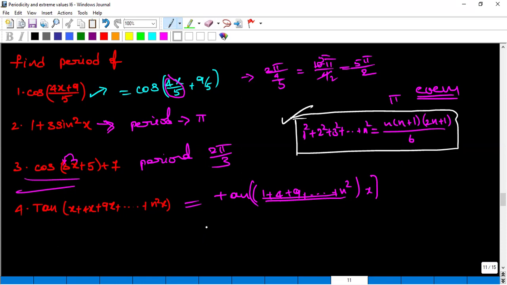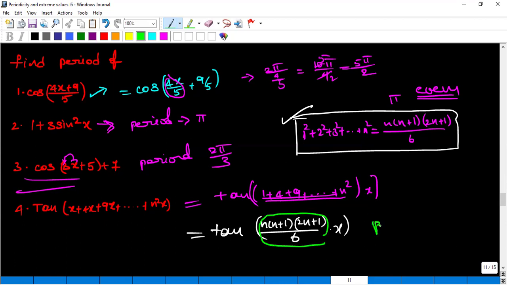Okay. So we can write here tan of n into n plus 1 into 2n plus 1 divided by 6 into x. So here, what is the coefficient that we are getting? This entire thing is the coefficient for x.